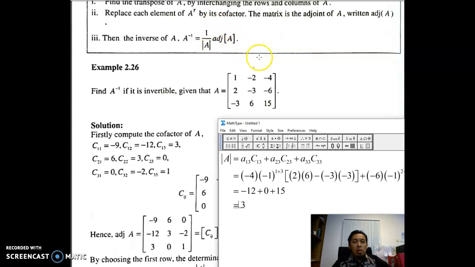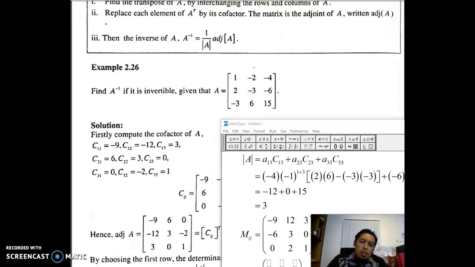So to find the adjoint, we have already figured out this, the C for this one. Now we are left with another 6. So we need to find everything before we can find the adjoint. So let's do that. To find the adjoint, we first need to look for the minor, and then the cofactor. After that, we can find the adjoint. Okay, so I have input it here.